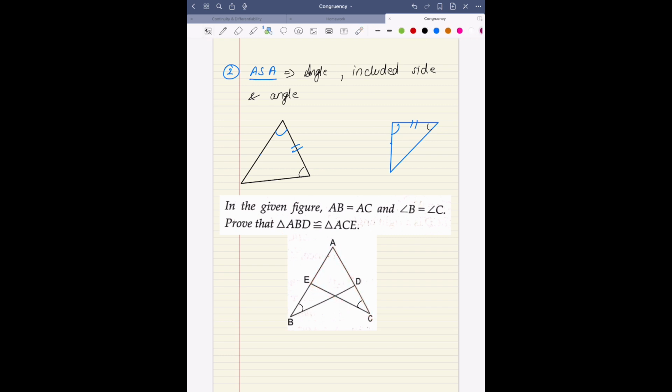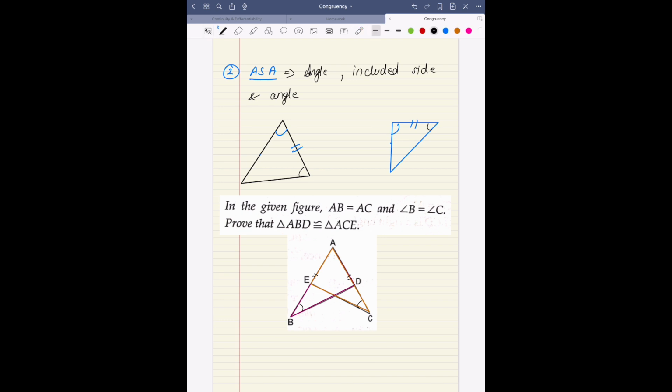Similarly, let me highlight it so that you focus on these two triangles. What we are talking about are A, B and D, and then you have A, C and E. So focus on these two. Now we are going to use ASA. ASA means angle, and they have already given that AB is equal to AC. So AB and AC will be equal, and A is common.